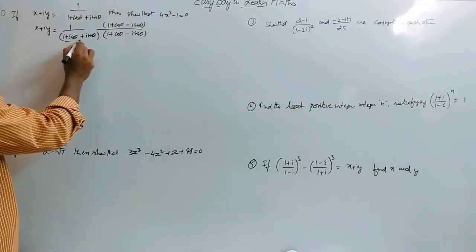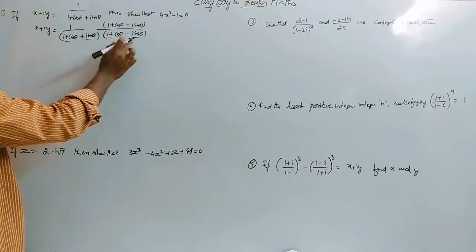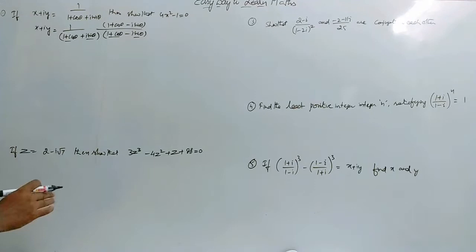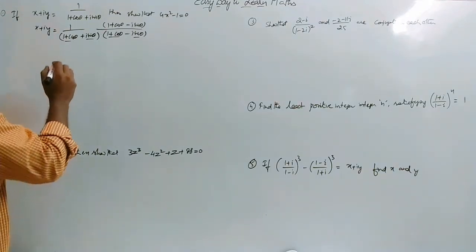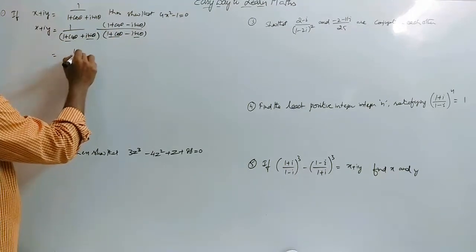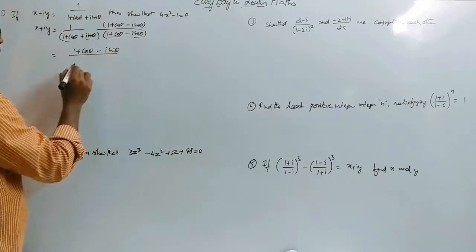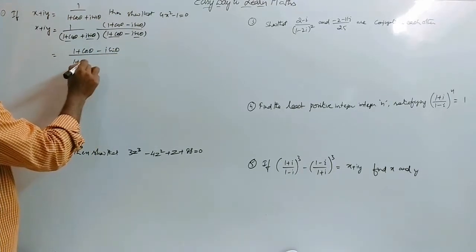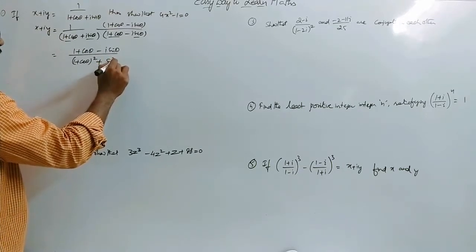Here it is in the form of (a plus ib) into (a minus ib). Therefore, (a plus ib) into (a minus ib) is equal to a square plus b square. Therefore, the numerator is 1 plus cos theta minus i sin theta, and the denominator, a square is (1 plus cos theta) whole square, plus b square is sin square theta.